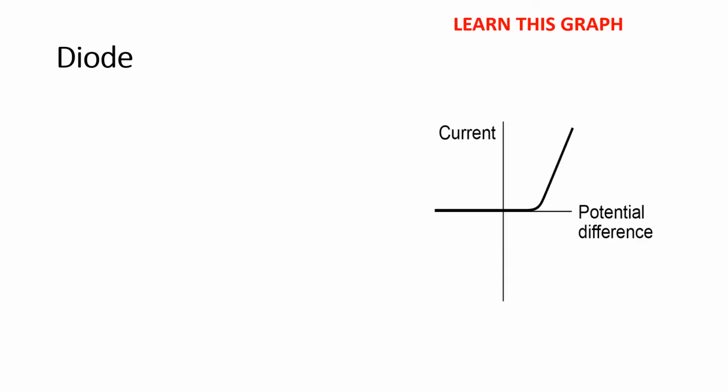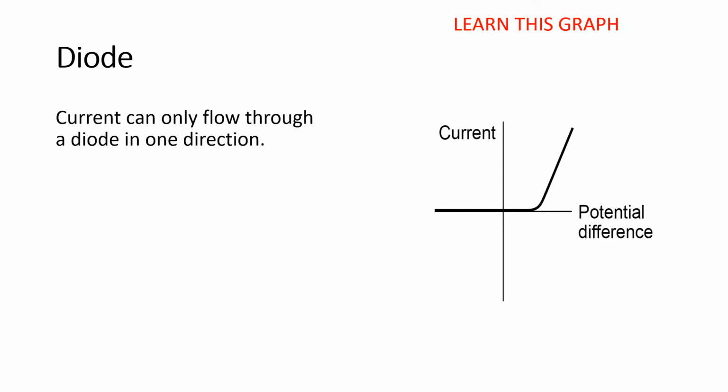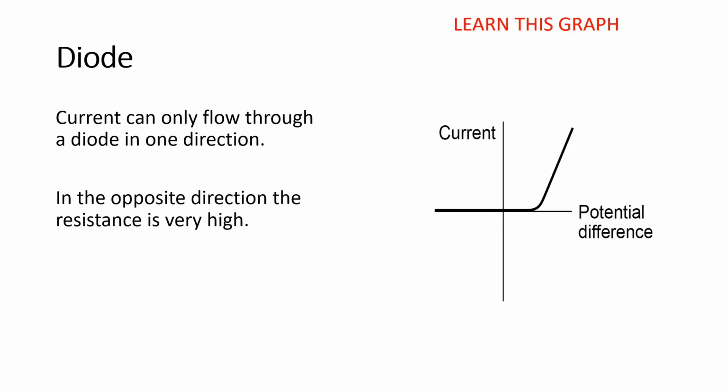The last graph to learn is a diode. A diode only lets current flow in one direction. In the opposite direction, the resistance is very high.